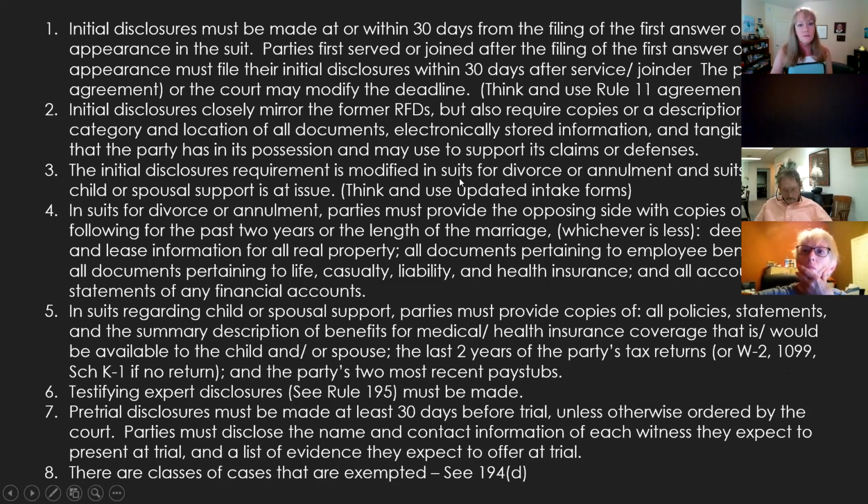So think about the special updates for the divorce cases and the child custody cases, the family cases: those tax returns, those pay stubs, all of that. Don't wait to be asked for them. Just get them ready to disclose to the other party very, very early on in the case.